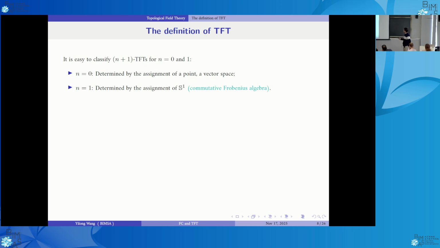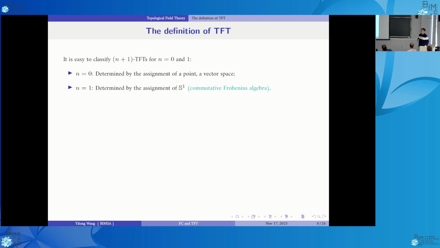For n equals 1, they are determined by the assignment to the circle S1. In particular, by studying the cobordism category of 1+1, we know that such an assignment to the circle is not only a vector space, it also has the structure of a commutative Frobenius algebra.